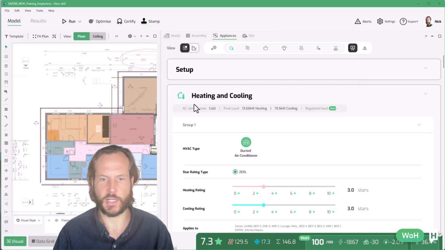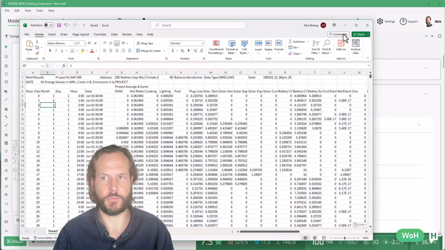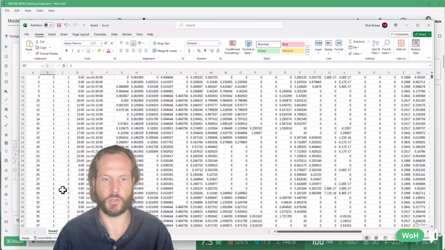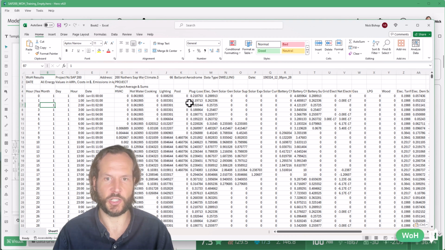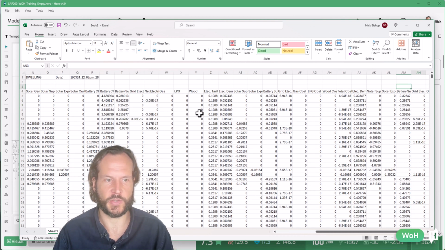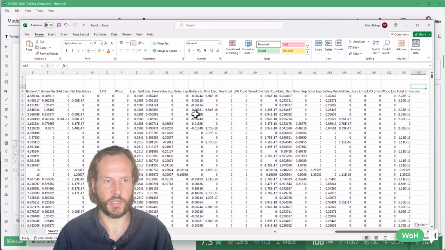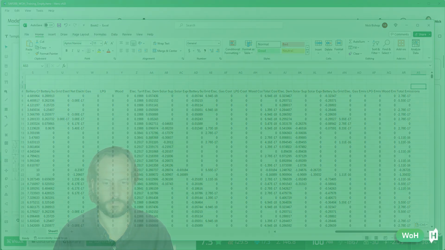The hourly results to clipboard is pretty intense. It's the full hourly whole of home results, basically giving you all of the hours of the hourly energy cost and emissions of all the appliances and fuels in the project. So if you want to do some further post-processing on that, use those in your own work or research, third-party tools, you can get those really quickly with that button.